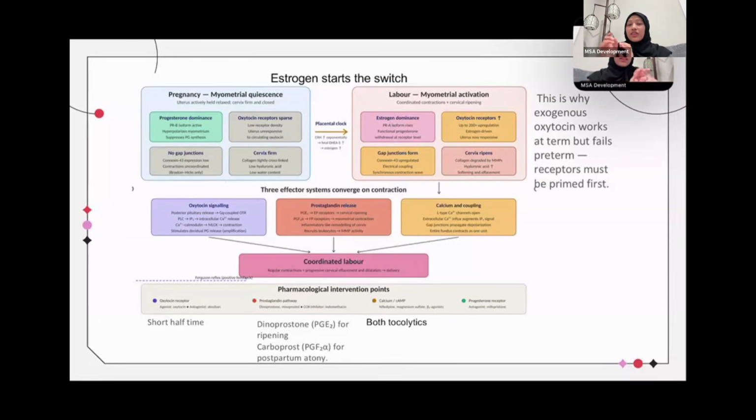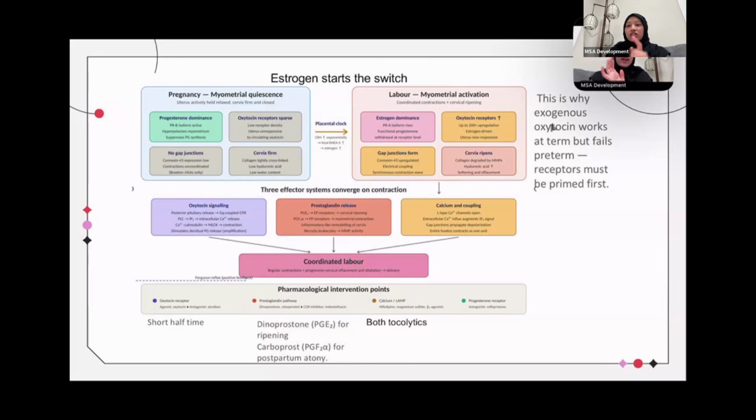And that receptor is overexpressed, which helps in oxytocin receptors being upregulated, gap junctions forming, and the cervix being ripe. What I mean by ripe is the cervix becoming loose and ready for labor, ready for expulsion of the baby.